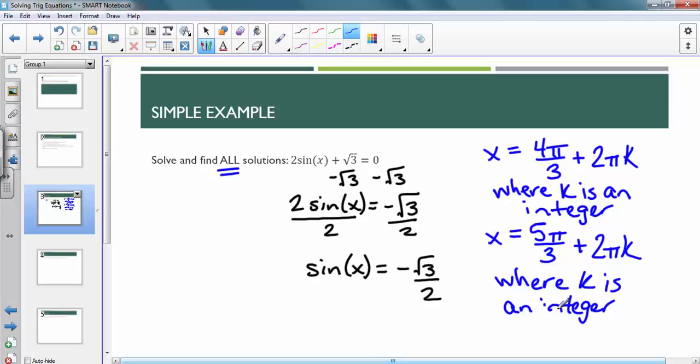And this is really important whenever they ask you to find all solutions and not just solutions on an interval from, say, 0 to 2 pi. We'll see that one in the next example. But I really want to emphasize where this is coming from by looking at a graph.